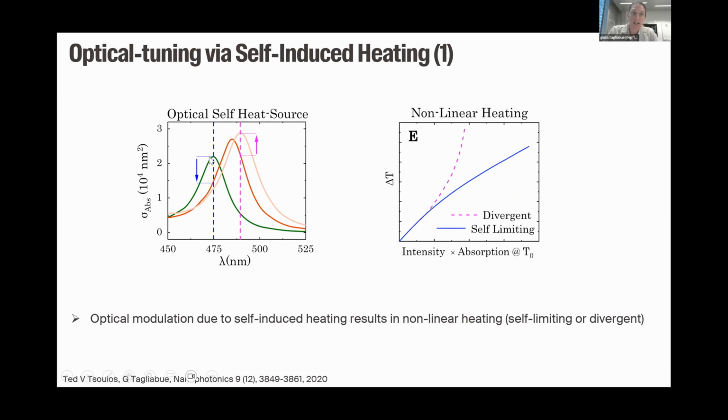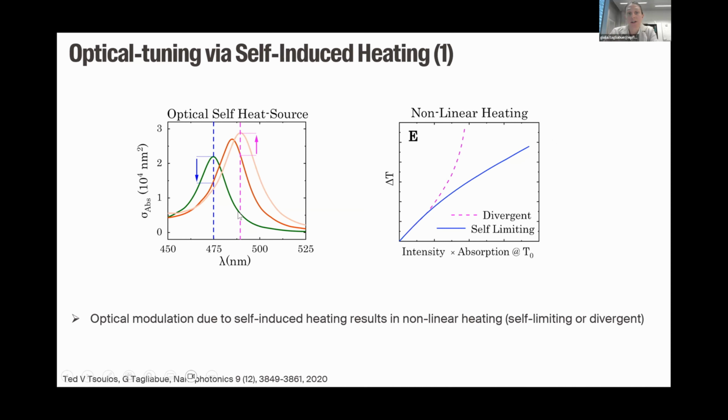So basically, if we now look at this in terms of the temperature change as a function of the intensity of the irradiation, if we start by illuminating on resonance at room temperature, as we increase the intensity, the resonance mode redshifts, our absorption cross-section will decrease. Therefore, our temperature increase will be sublinear and will tend to a self-limiting value.